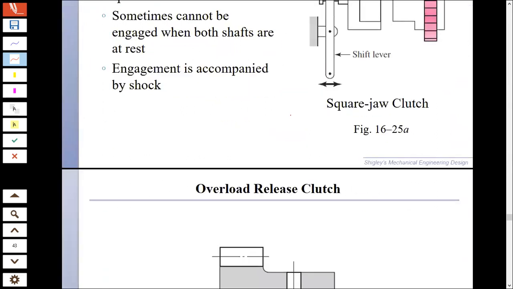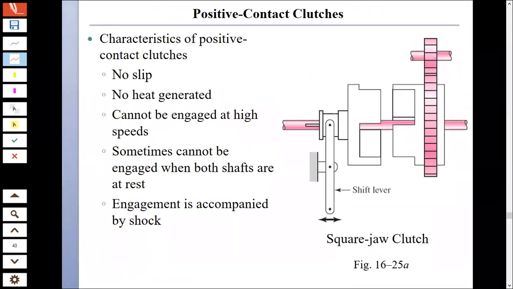We already talked about positive clutches, but as I pointed out in the previous lecture, the characteristic of these positive clutches is that there will be no slip and no heat generated. But the problem is that they cannot be engaged at high speeds, and sometimes cannot be engaged when both shafts are at rest, because they might not be aligned with each other. So engagement is accomplished by a shock.